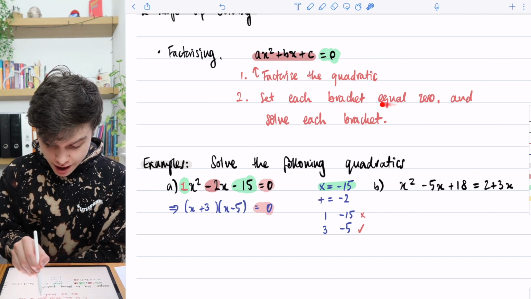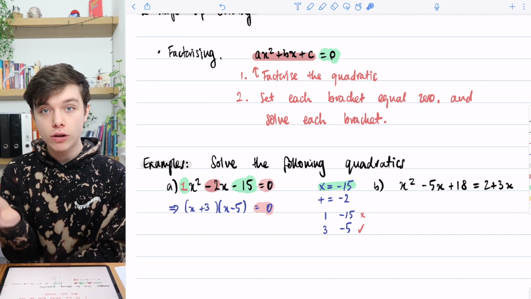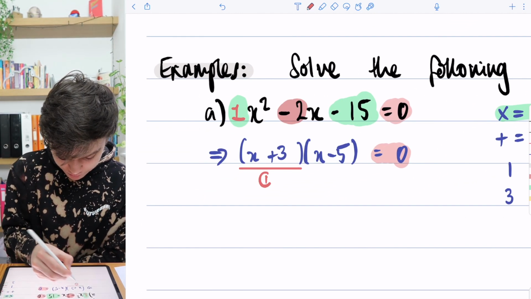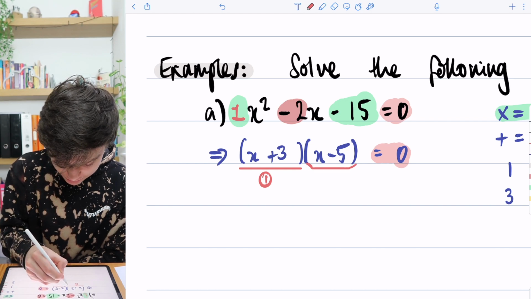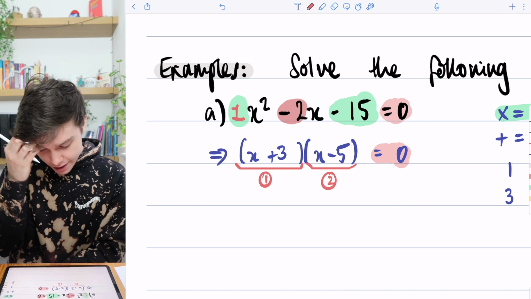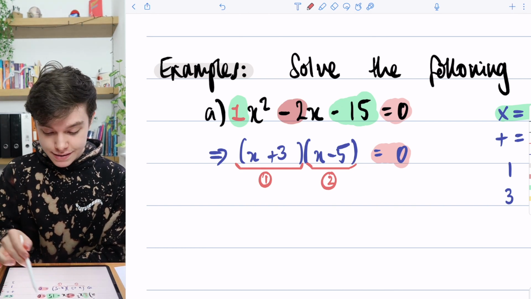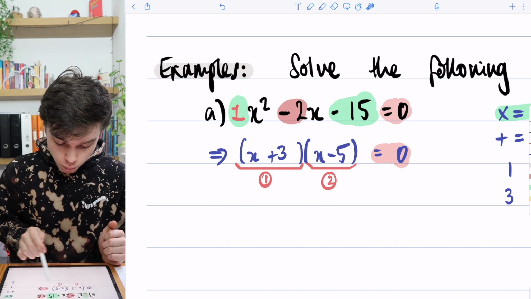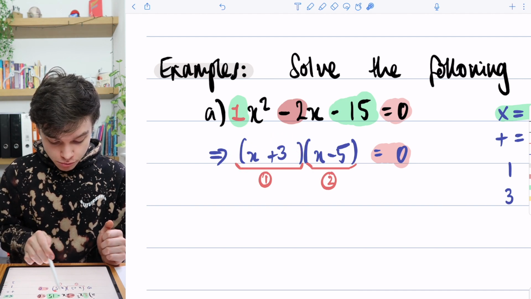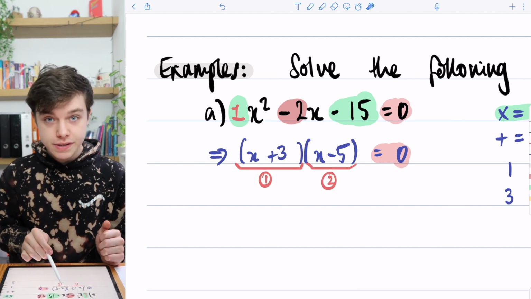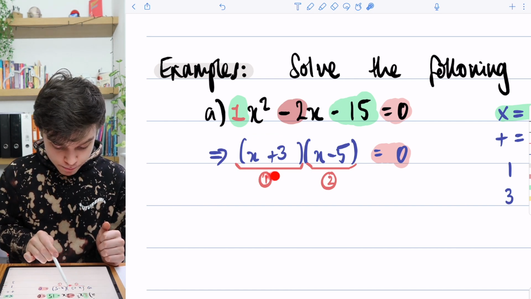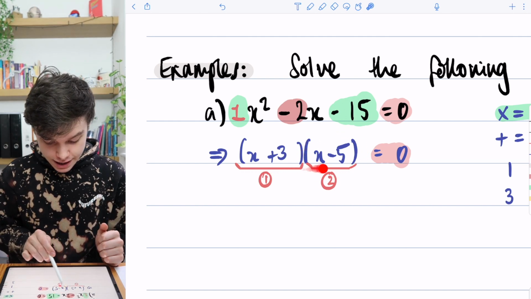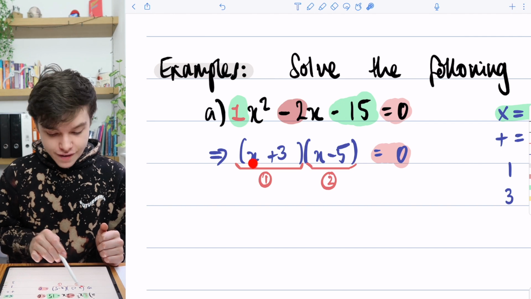We need to set each bracket equal to 0, and then we just need to solve each bracket. So here you can see this is the first bracket, and we'll add little bars like that, that is the second bracket. And the reason we set each bracket to 0, we don't just do it for fun. What we do is we set them equal to 0 because to make this product, remember we're multiplying 2 brackets together, to make this product equal to 0, either this bracket must be 0 or this bracket must be 0. And to make either bracket equal to 0, we need to solve for x.